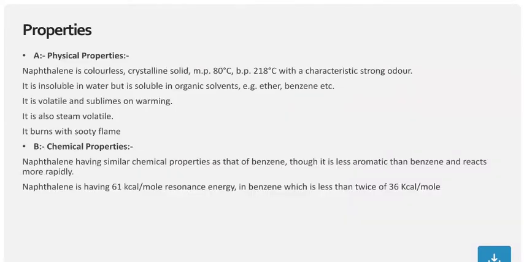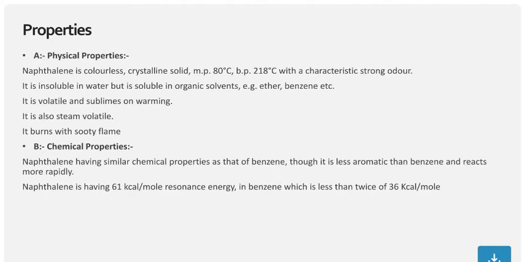Now, I am talking about the physical properties. Naphthalene is a colorless, crystalline solid, melting point 100 degrees Celsius, boiling point 218 degrees Celsius, with a characteristic strong odor. It is insoluble in water but soluble in organic solvents, ether, benzene. It is volatile and sublimes on warming. It is also steam volatile. It burns with a sooty flame. So, very important point, because of its aromatic nature, that's why when you burn it, it gives a sooty flame.